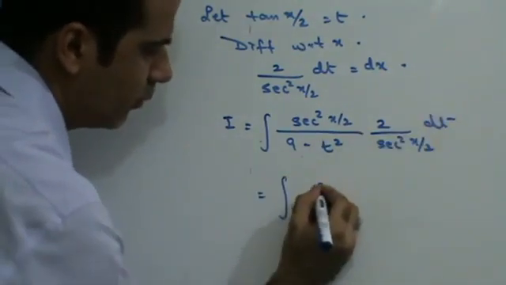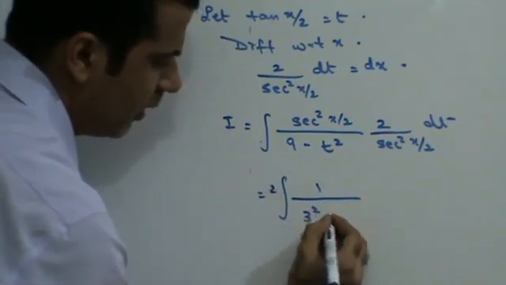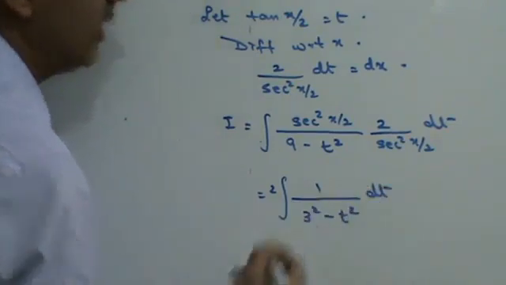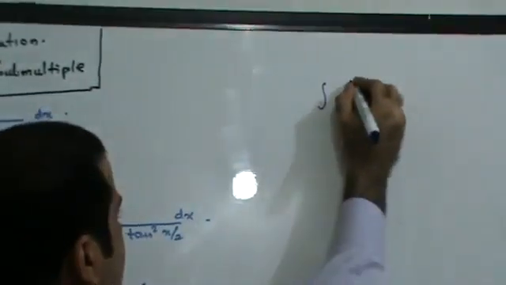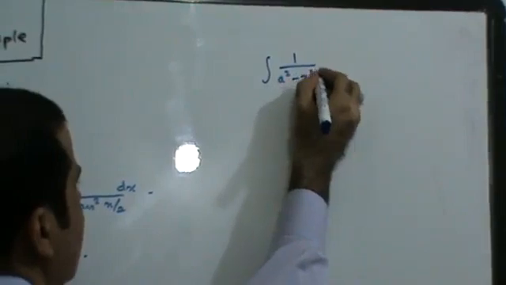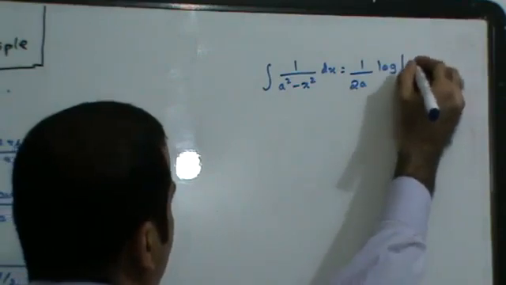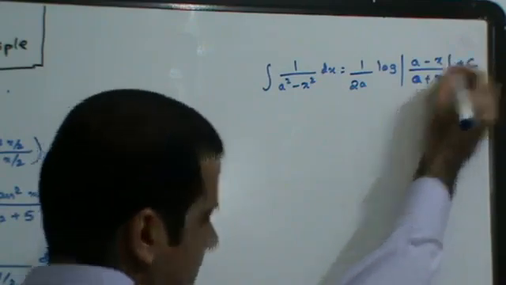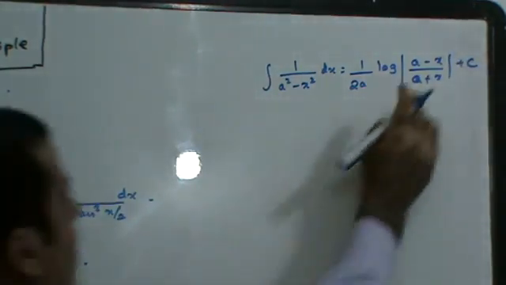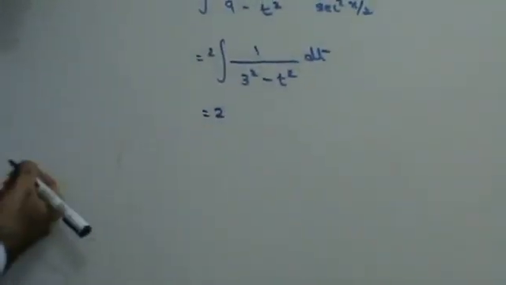This is integral of, 2 can be brought out, 1 upon 3 square minus t square dt. Guys, let's have a look at this formula. Very interesting formula. Integral of 1 upon a square minus x square with respect to x is 1 upon 2a log mod (a plus x) upon (a minus x) plus c. That is the formula.